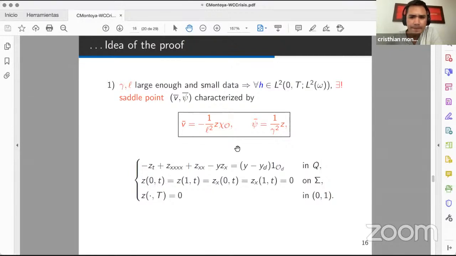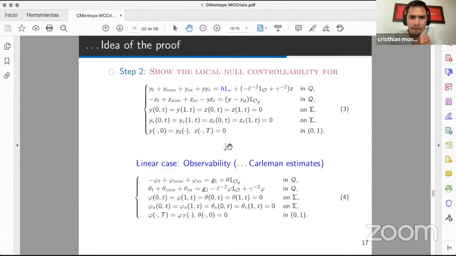Okay, but it's important that you can see the saddle point is not the same, but it's almost the same. Maybe there are some differences with respect to this subset, omega C, the parameters of course, but it's almost the same. In norm, it's almost the same if we consider the same parameters L and gamma.